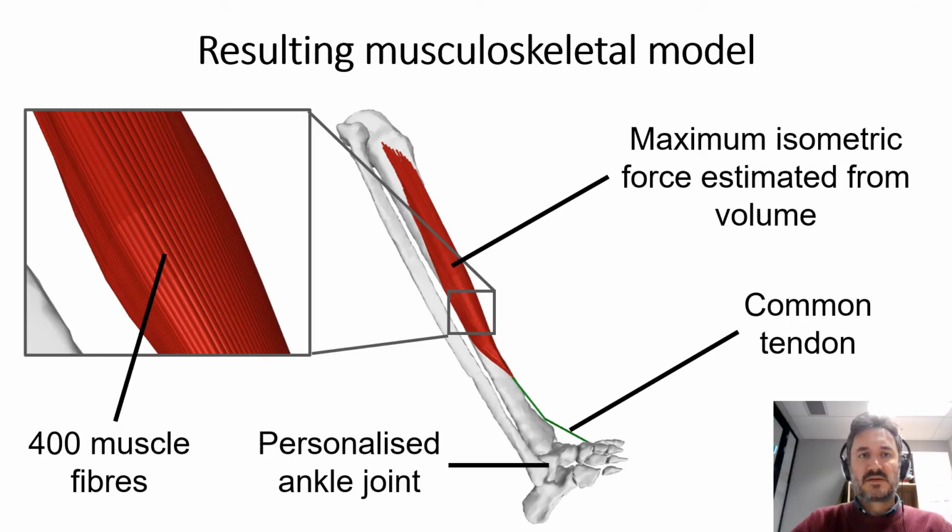The final musculoskeletal model included a tibialis anterior with 400 muscle fibers, a number that will be matched by the neural controls. The muscle can produce a maximum isometric force estimated from the segmented muscle volume. The muscle fibers present a common tendon and the moment arm estimated with respect to a personalized ankle axis.